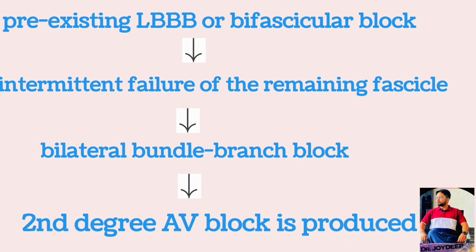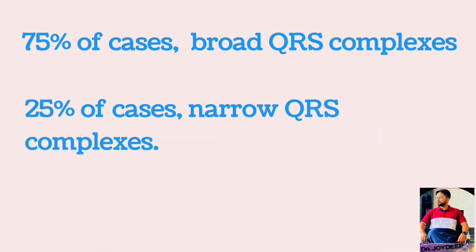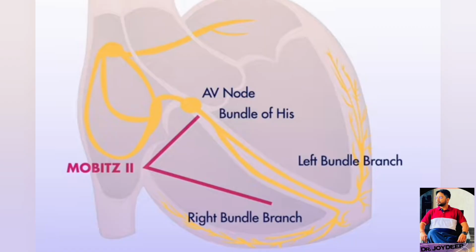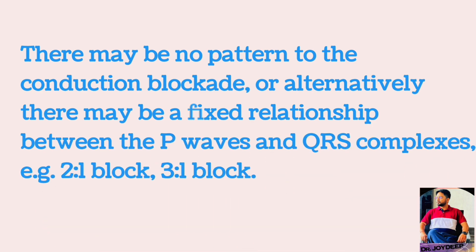In around 70% of the cases, the conduction block is located distal to the bundle of His, producing a broad QRS complex, and in 25% of the cases, the conduction block is located within the His bundle system, which produces narrow QRS complexes. Mobitz type 1 is produced by the progressive fatigue of the AV nodal cells, but Mobitz type 2 is an all or none phenomenon, whereby His-Purkinje cells suddenly or unexpectedly fail to conduct a supraventricular impulse. There may be no pattern to the conduction blockade, or alternatively there may be a fixed relationship between the P waves and the QRS complexes. That means a 2:1 or 3:1 block.